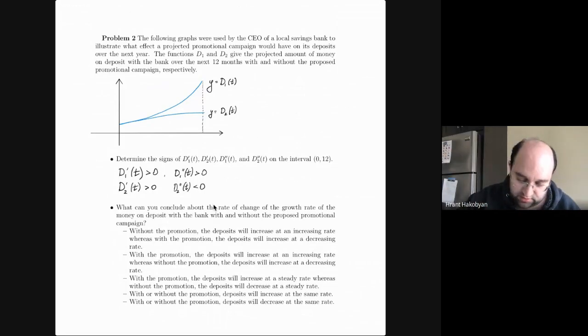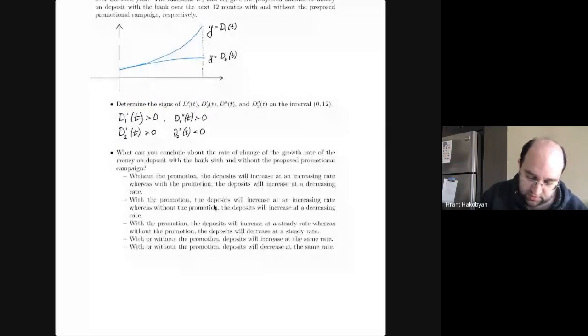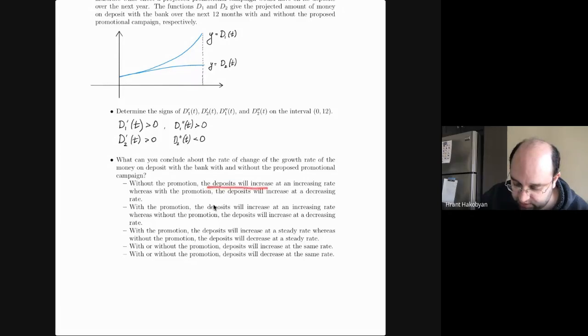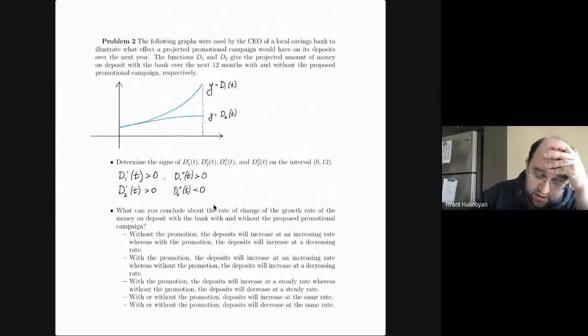Let's eliminate certain things from the beginning. So let's look at this one here. The first one says, with the promotion, the deposit will increase at an increasing rate, whereas without the promotion, the deposit will increase at a decreasing rate. Okay, well, that's wrong, right? Because we saw that with the promotion they're increasing at a faster rate, and without a promotion, they're increasing at a slower rate.